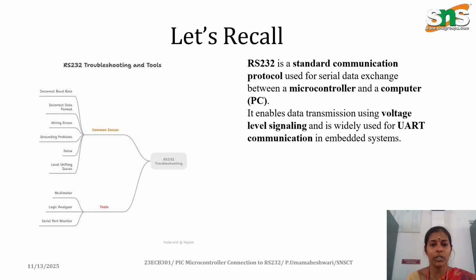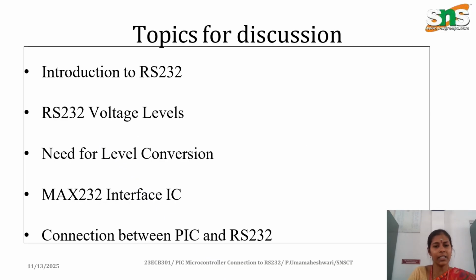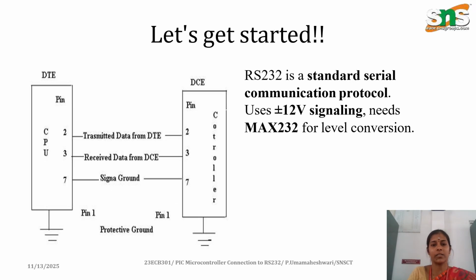So the connection involves linking the microcontroller's transmitter and receiver pins through a MAX 232 driver IC, and connecting the MAX 232 to the PC serial port via the DB9 connector. Here we'll see the topics we'll discuss in this video: introduction to RS-232, RS-232 voltage levels, need of level converter and MAX 232, and the connection between them.